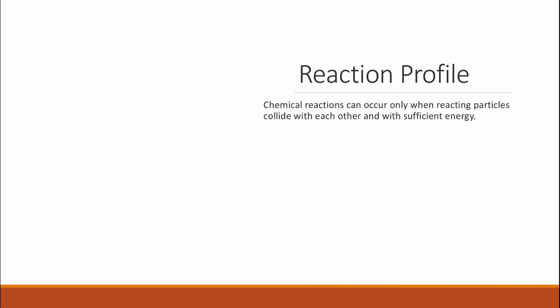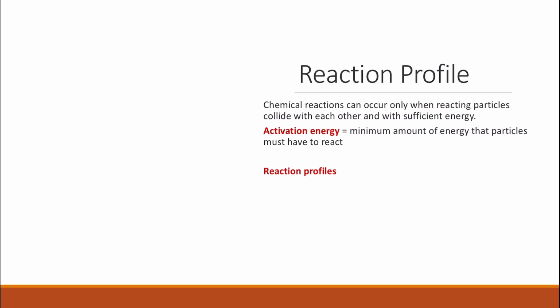A reaction profile is a representation of the energy change during the course of the reaction. A chemical reaction can occur only when reacting particles collide with each other and with sufficient energy. The sufficient energy that is needed here is called the activation energy, meaning that for the reactants to start the reaction, they need a minimum amount of energy to be supplied in order to allow the bonds between the reactants to break. This energy is called the activation energy.